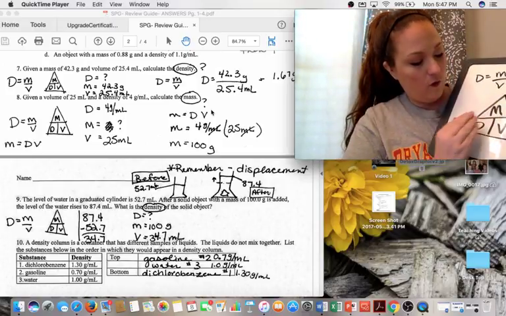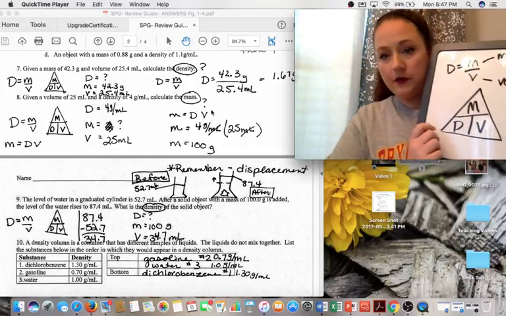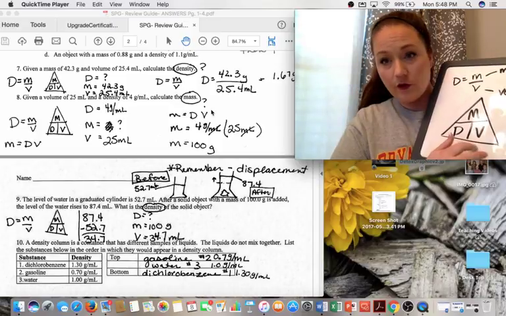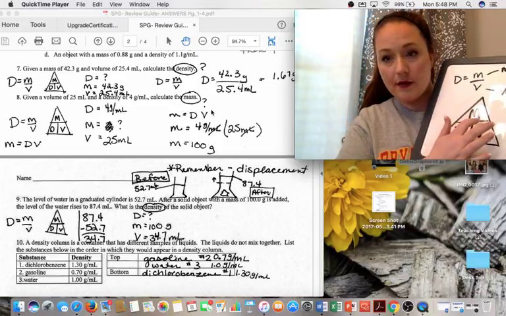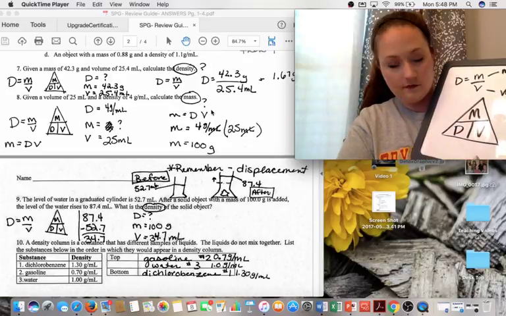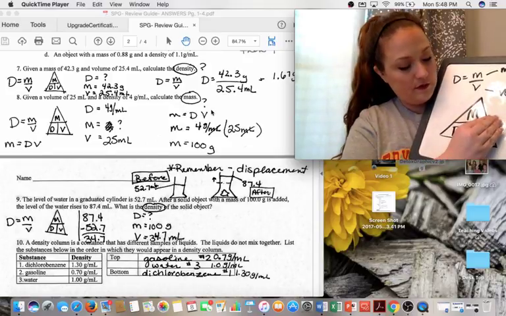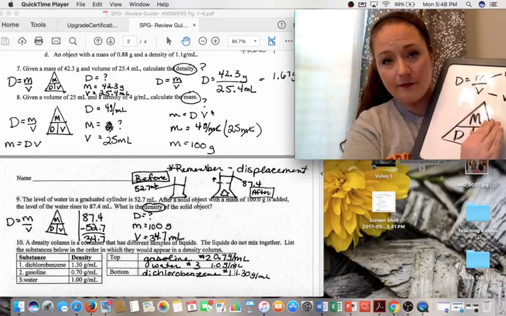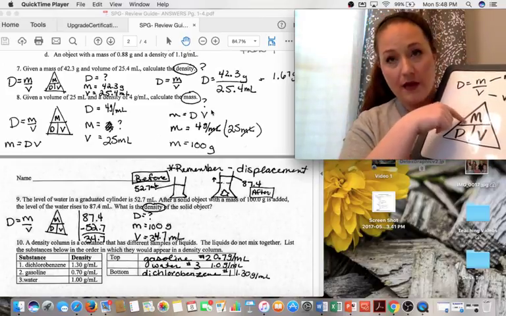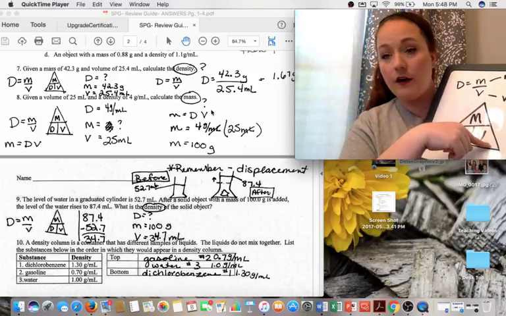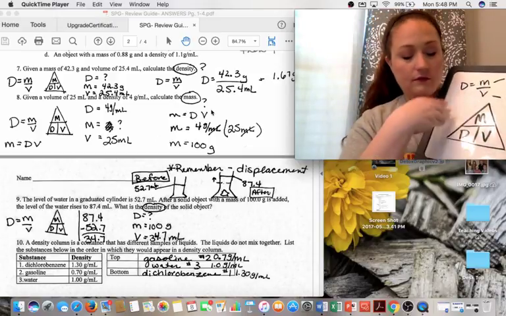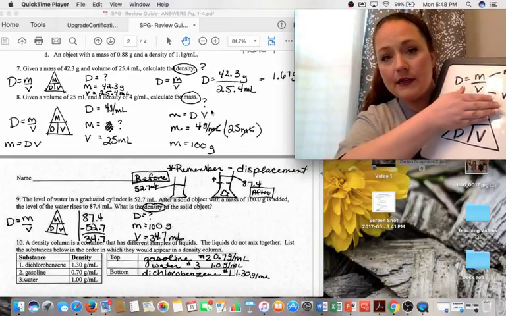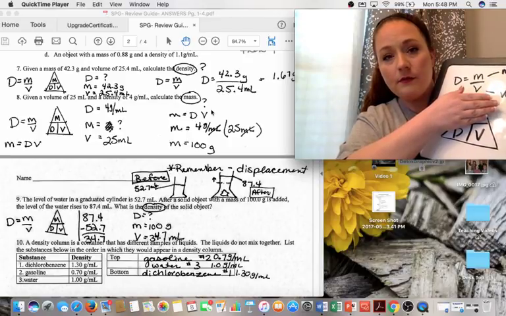So, if I want to solve for D, I simply put my hand over D, and I have M over V. Now, if I wanted to solve for volume, and I had density and my mass in the same units, then I can put my hand over V, and I'm going to have M over D. Now, if I want to find my mass, and I have my density and a volume, in the same units, you don't have to change them like liters to milliliters, then D times V equals mass.